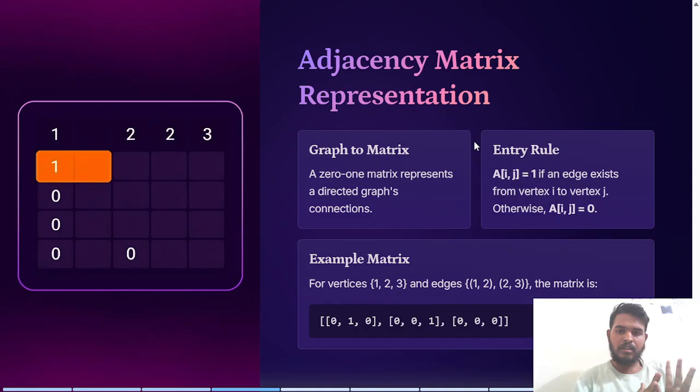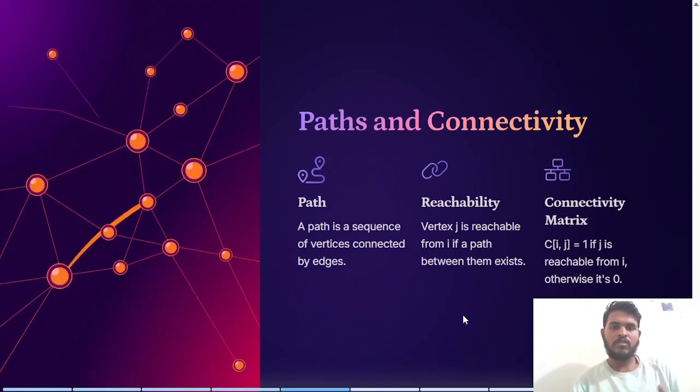if an edge is present from vertex i to vertex j, then we can say a of ij is 1. If it's not present, then we can say a of ij is 0. So if there is a path, it's 1. If there is no path, then 0. For example, with vertices 1, 2, 3 and edges 1 to 2 and 2 to 3, the matrix is 0 1 0, 0 0 1, 0 0 0. So now let's talk about paths and connectivity.